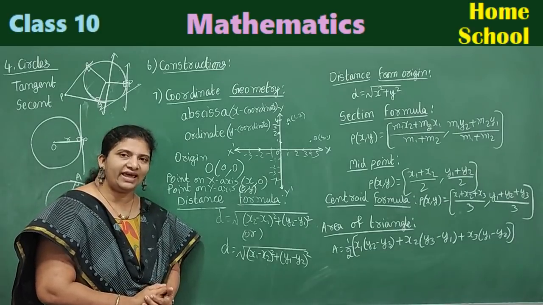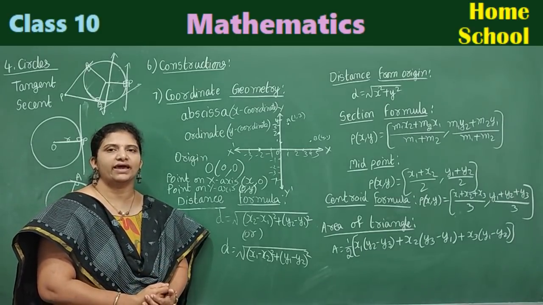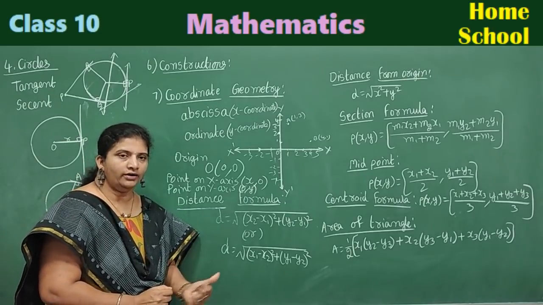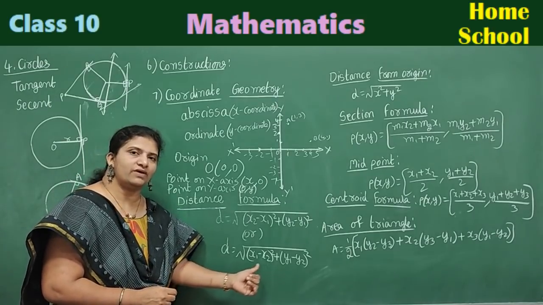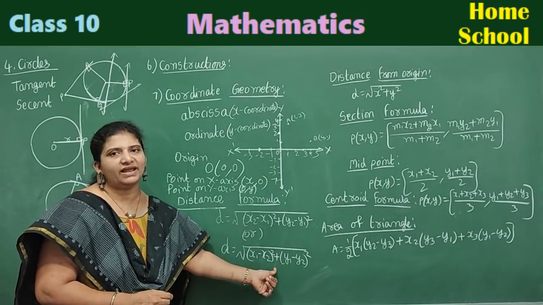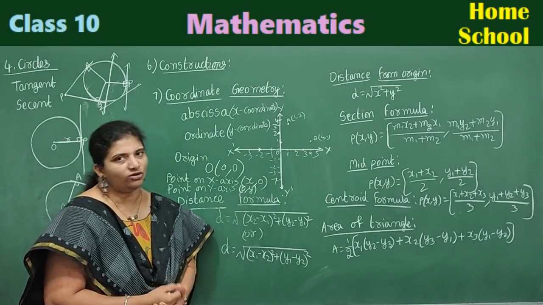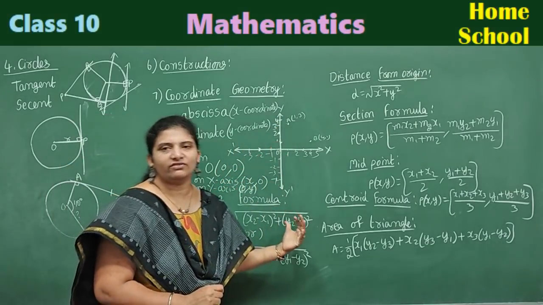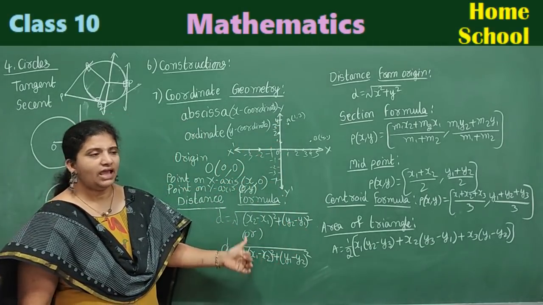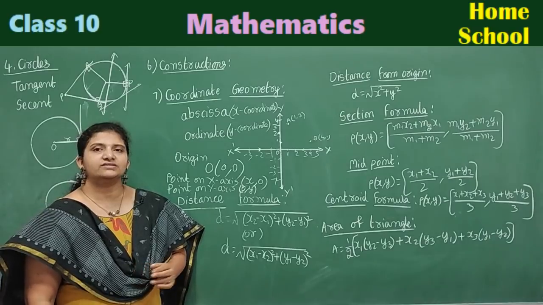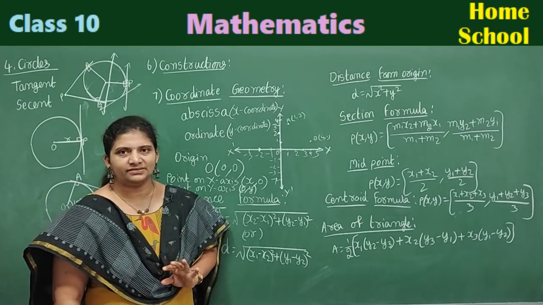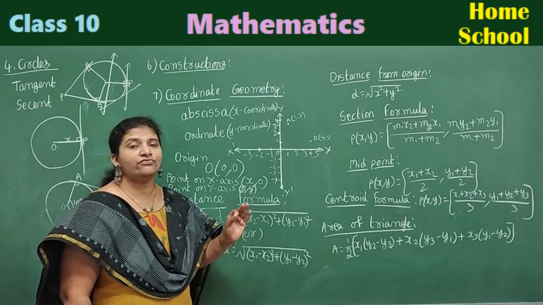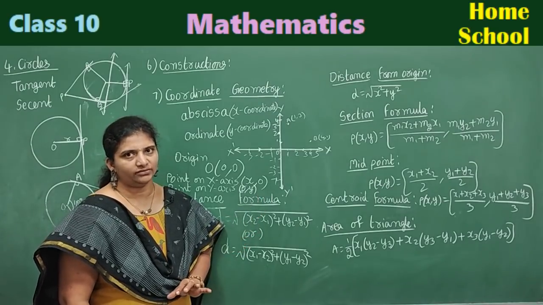D is equal to square root of (x2 minus x1) whole square plus (y2 minus y1) whole square. Or D is equal to square root of (x1 minus x2) whole square plus (y1 minus y2) whole square. Okay. Any two coordinates you will be knowing, you can find the distance easily. And don't forget to write distance with units. Suppose you get answer 5. Distance is equal to 5 units, you need to write.